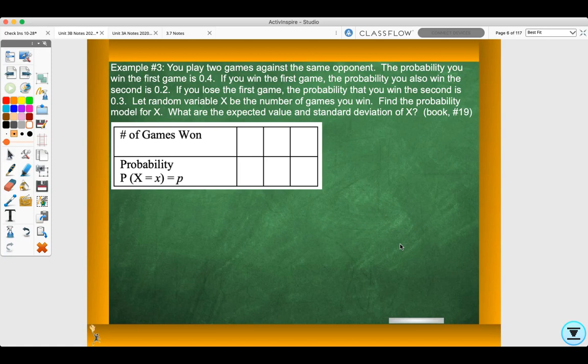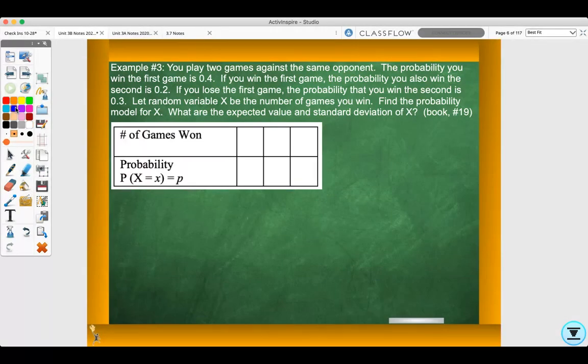Let's look at example 3. You play 2 games against the same opponent. The probability you win the first game is 0.4. If you win the first game, the probability you also win the second game is 0.2. If you lose the first game, the probability you win the second game is 0.3. Let random variable X be the number of games you win. Find the probability model for X. What are the expected value and standard deviation of X? So this is problem number 19 in your textbook.